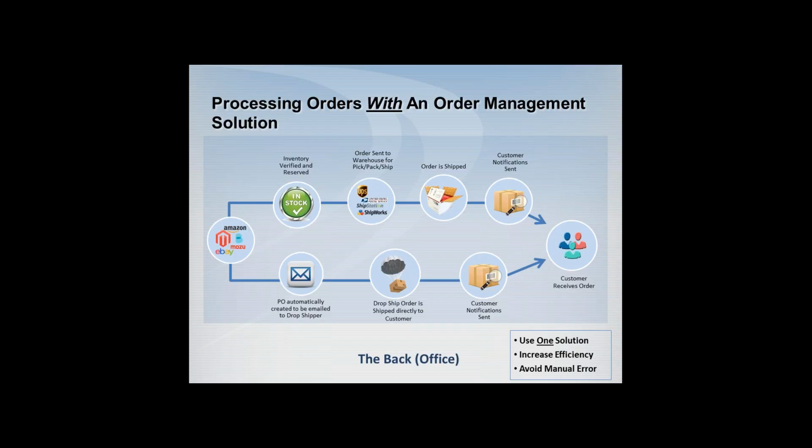For those of you who drop ship, this bottom line is for the drop ship scenario. So when it comes to drop shipping, Freestyle will automatically generate that purchase order for you, just kind of speeding up that process, because in that scenario, you essentially are the middleman between the supplier and the end customer. But all in all, all of those fulfillment processes are done in one solution, which not only increases your efficiency, but avoids the manual error by automating most of these processes.